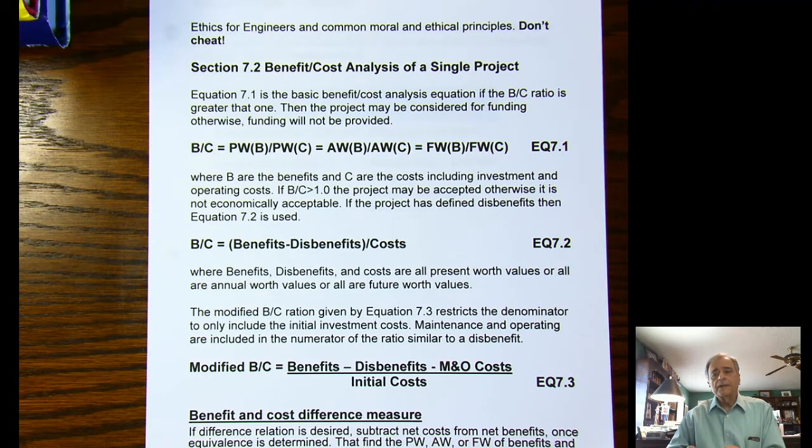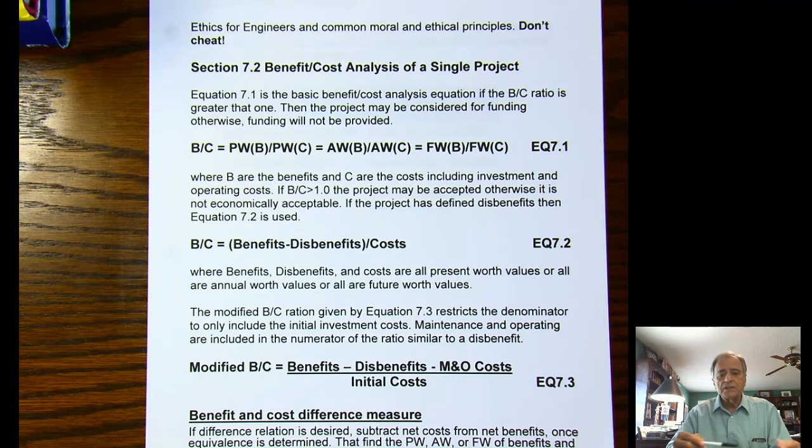And so equation 2 says, well, sometimes those benefits come along with disbenefits. One segment of the population benefits from this thing that the public entity is thinking of doing, but another sector maybe experiences a disbenefit, or maybe even the same sector. So we get the net benefits in the numerator, present worth of net benefits or annual worth or whatever, and then the cost in the denominator.